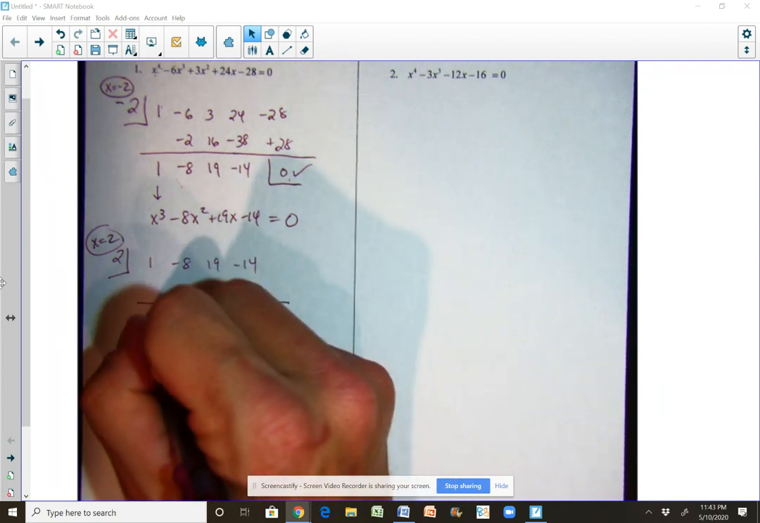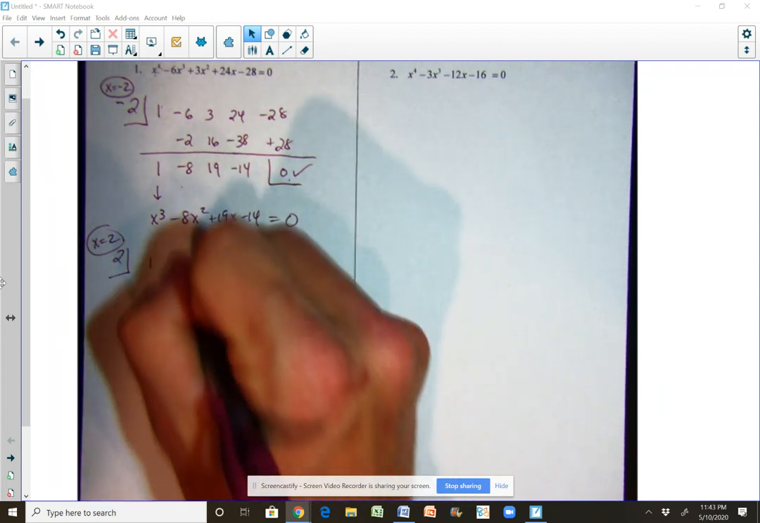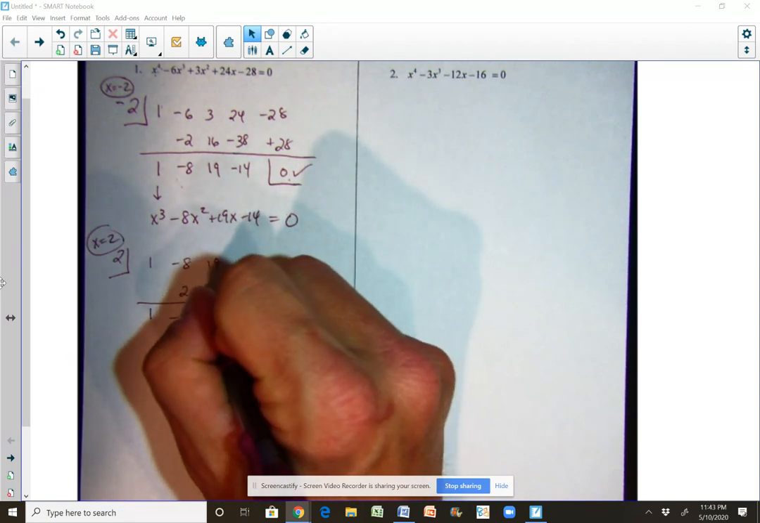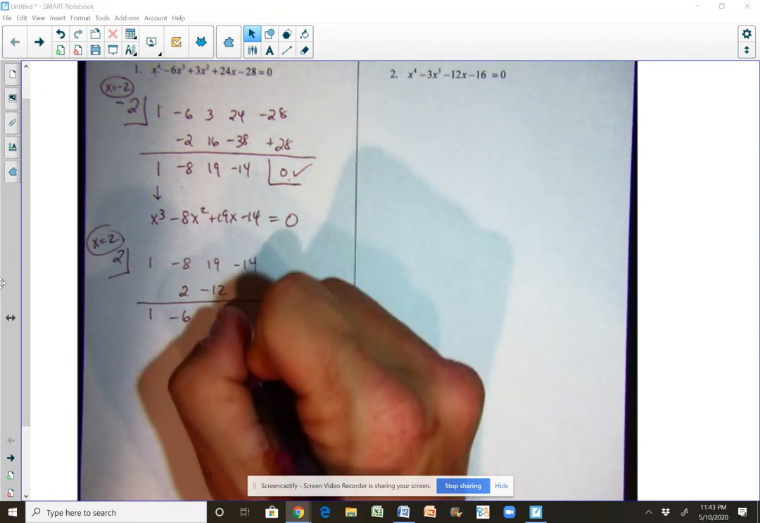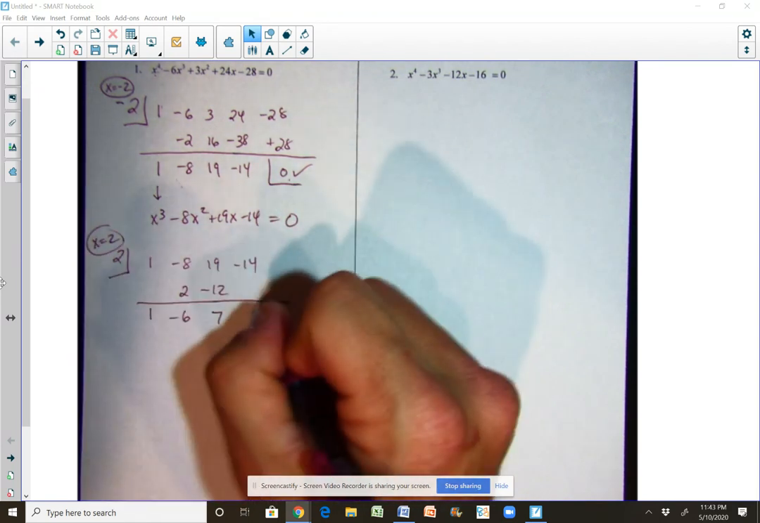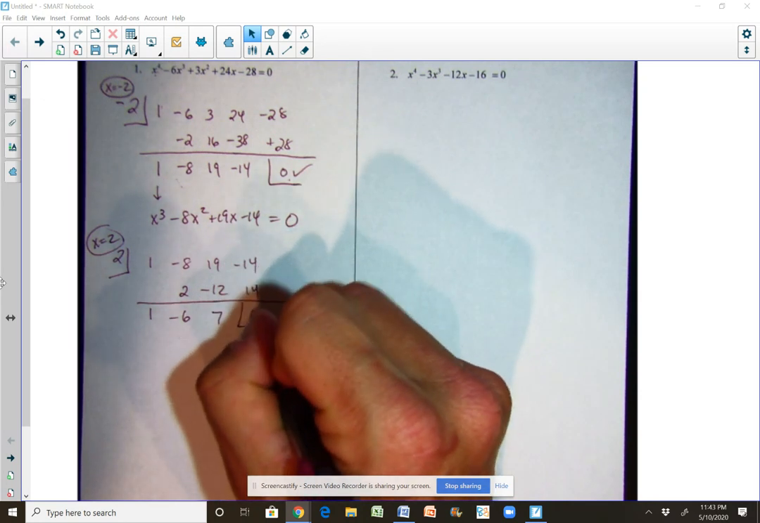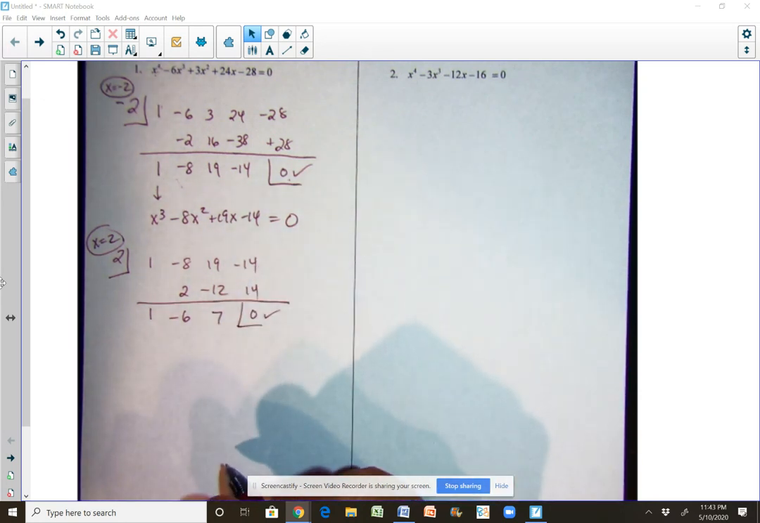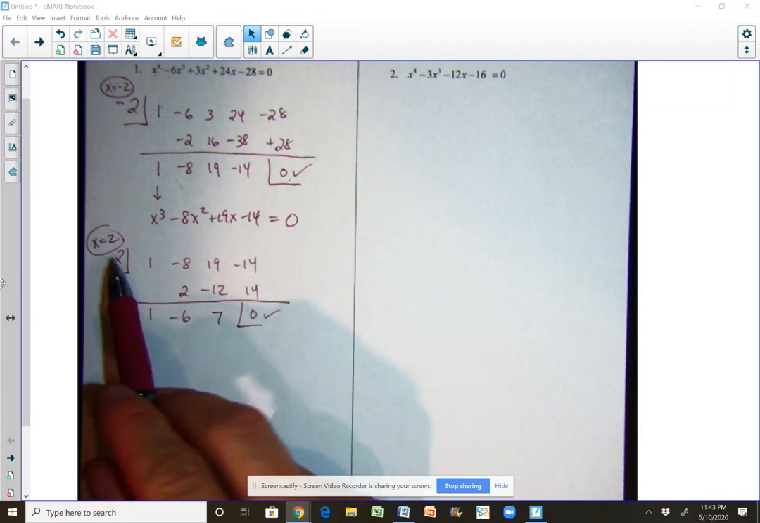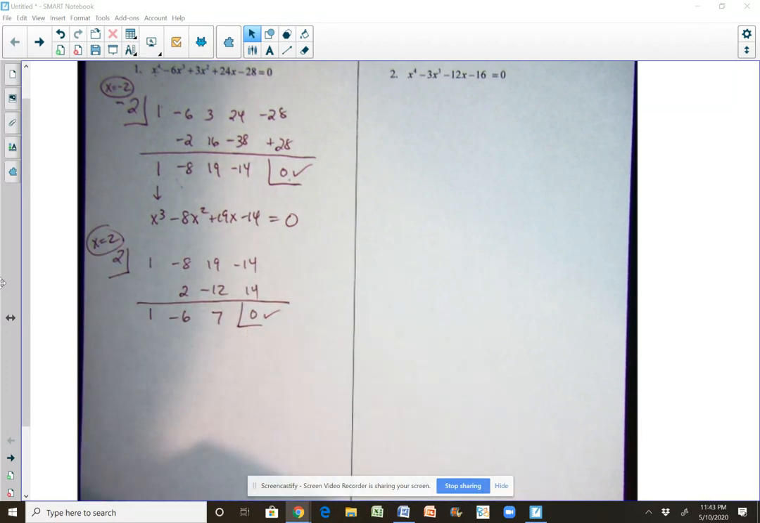We add straight down, that's 1. Multiply diagonally is 2. Add straight down, that's -6. And multiply diagonally, that's -12. Add straight down, that's 7. Multiply diagonally, that's going to be 14. And like we expected, this should come out to be a remainder of 0 because this is a root. So since it's factorable, the remainder should be 0.